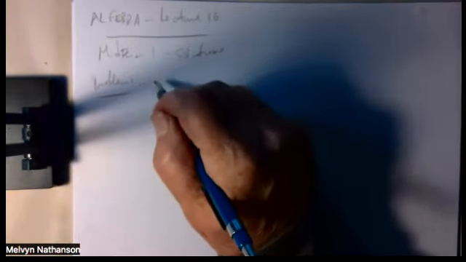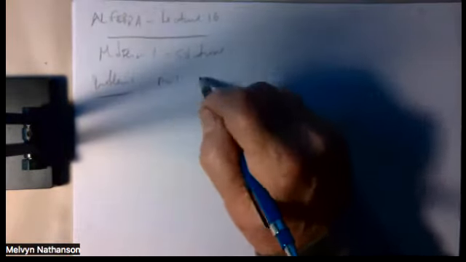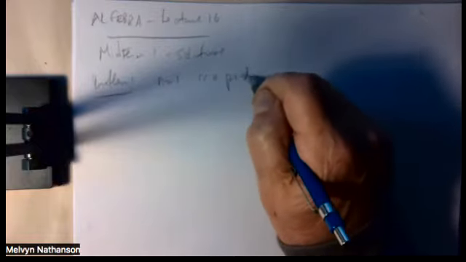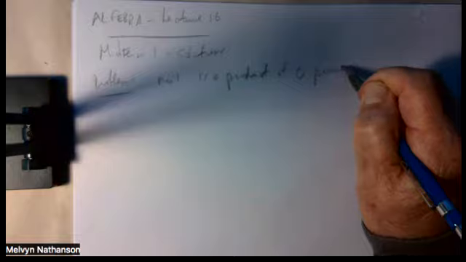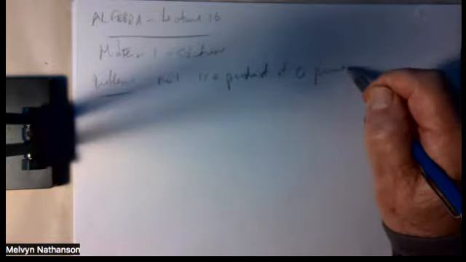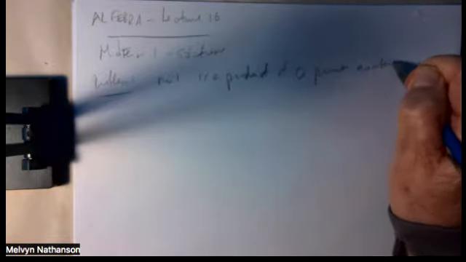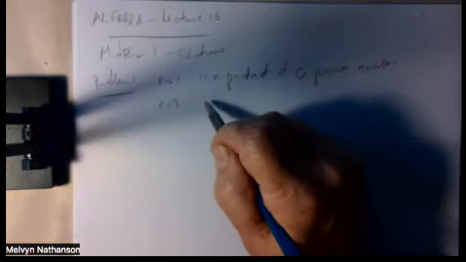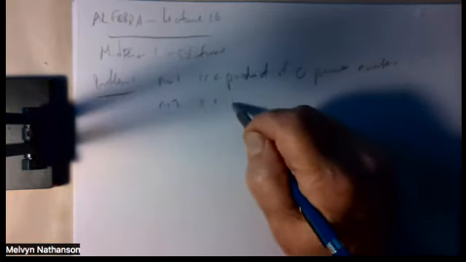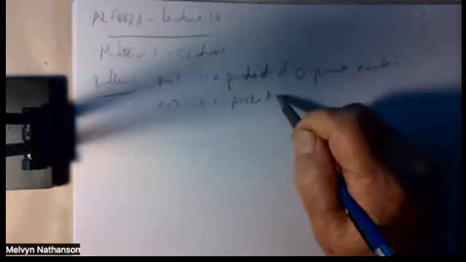was to show every positive integer can be written as a product of prime numbers. So of course, n equal 1 is a product of 0 prime numbers. That's an empty product. N equal 2 is a product of 1 prime number, namely itself.